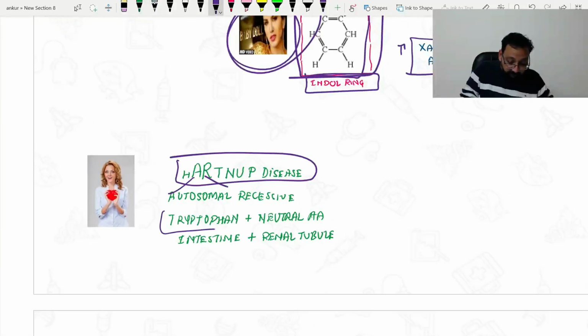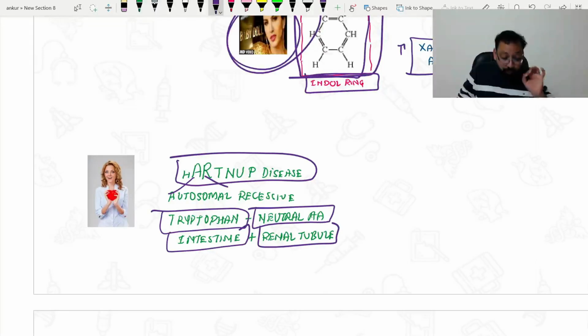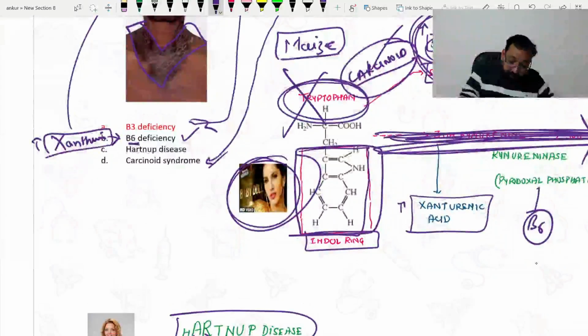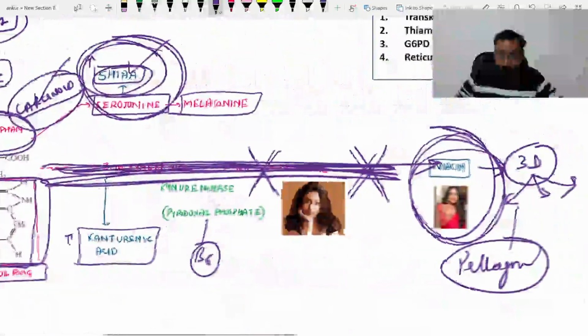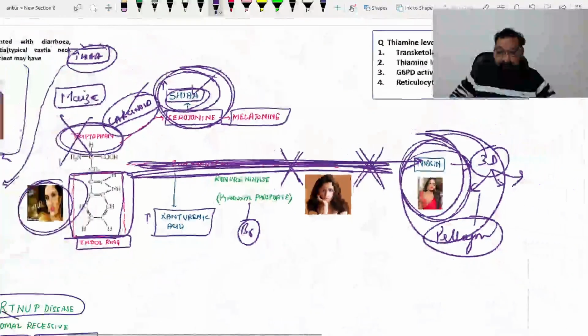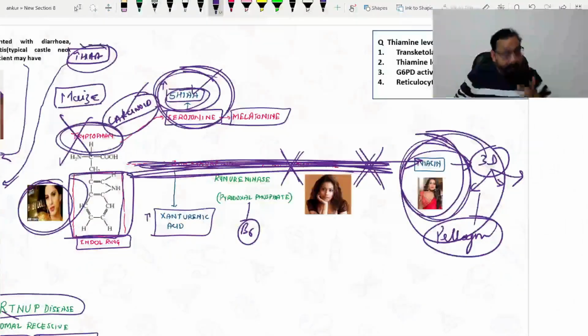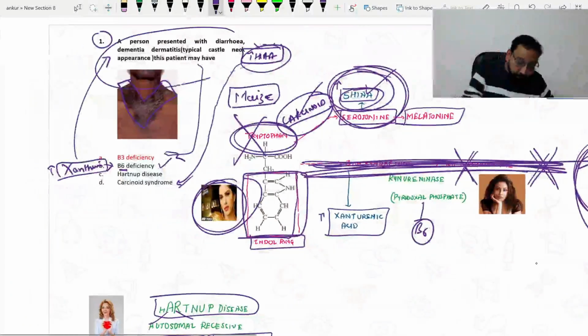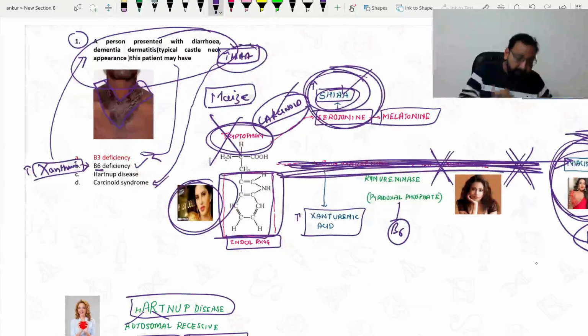There is a defect in the absorption of tryptophan and neutral amino acids, yes, in the intestine and renal tubule. So in Hartnup disease, tryptophan is not absorbed. When tryptophan is not absorbed, this will lead to niacin deficiency, yes, pellagra-like symptoms. So if in the same question they give that there is a defect in the absorption of tryptophan and neutral amino acids in the intestine and renal tubule, the answer would be Hartnup disease.